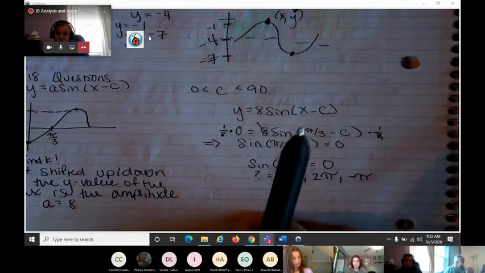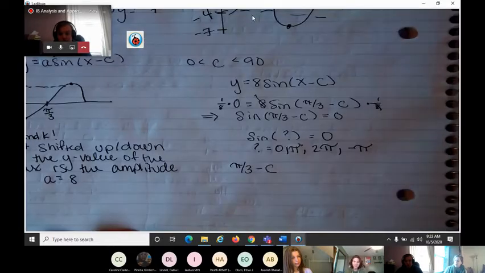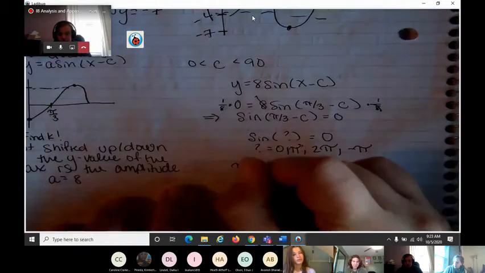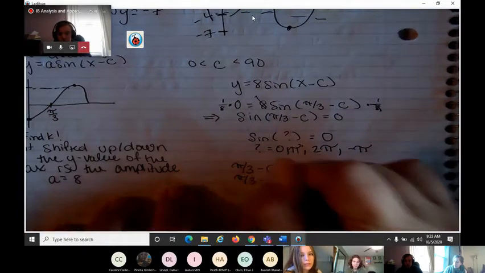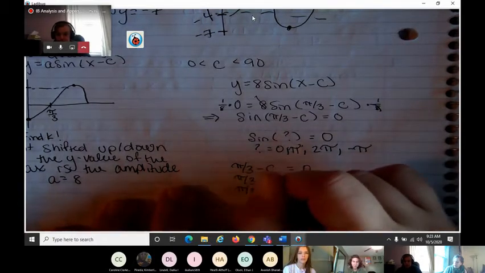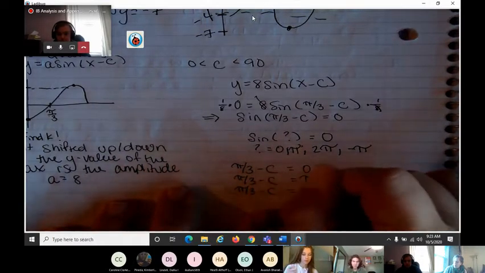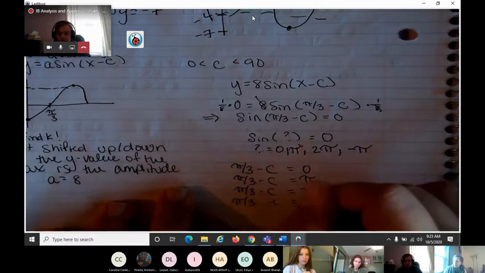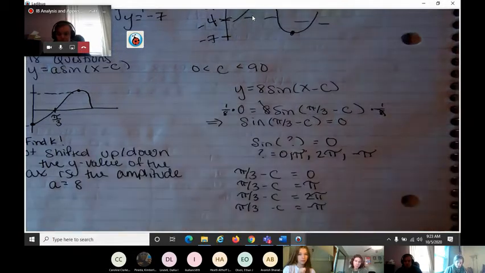Okay, so what I'm going to do is take pi over 3 minus c. My screen froze. Okay, here we go. And I'm going to set it equal to each one of those values. So 0, pi, 2 pi, and negative pi. And I'm just going to see what happens.